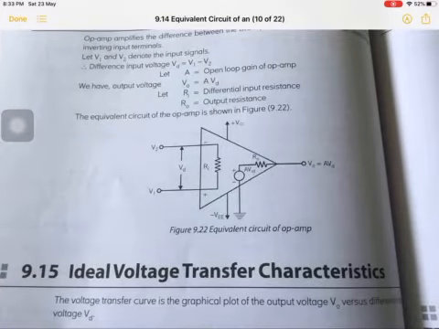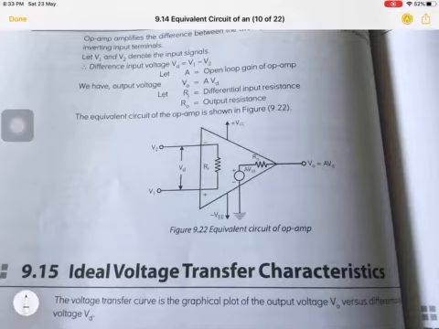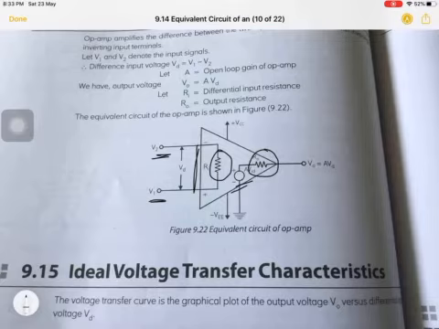Now this is the internal equivalent circuit diagram of the op-amp. Here V2 is one voltage and V1 is another voltage. The difference is VD, the differential voltage. Ri is the input impedance, whereas R0 is the output impedance. This A times VD is the gain multiplied with this voltage. So this is the representation of the equivalent circuit of the op-amp. VD is V1 minus V2, and A is the open loop gain, similar to what we have seen in BJT based amplifiers.